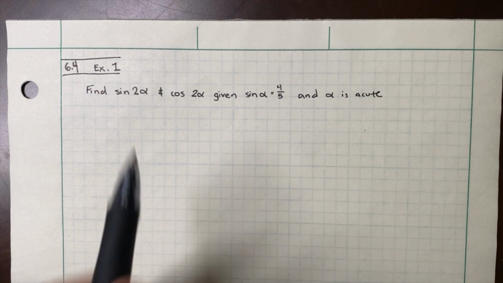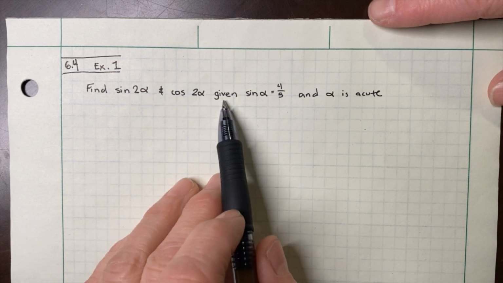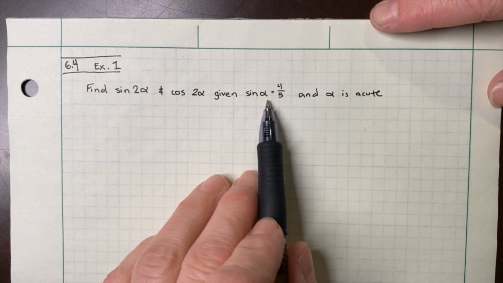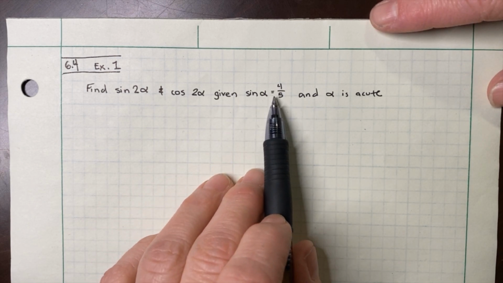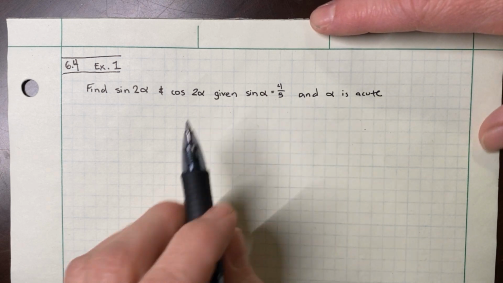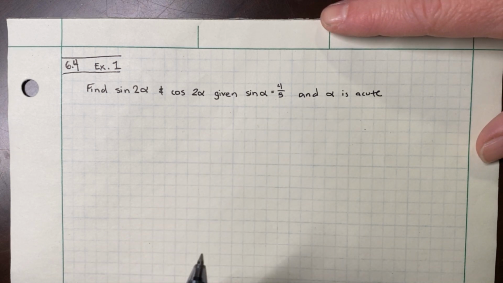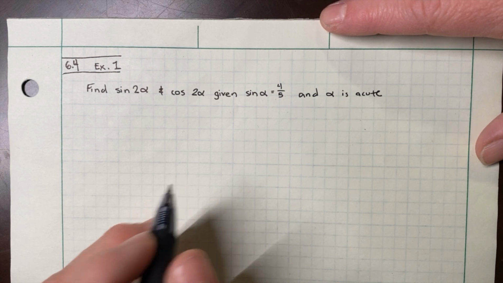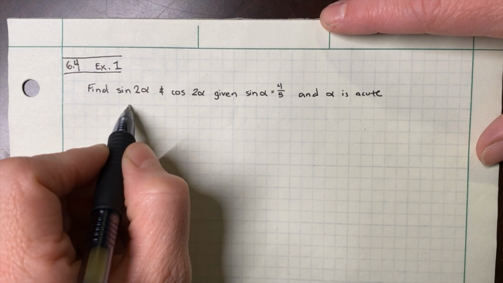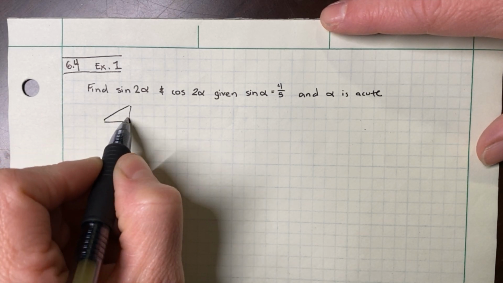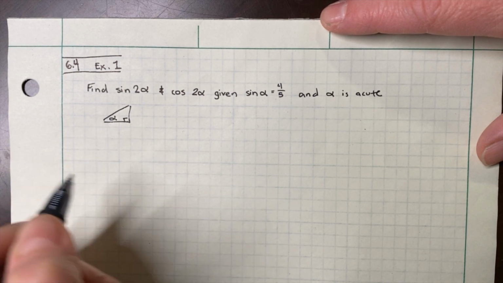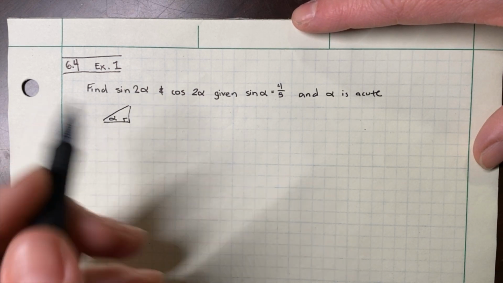You can find the sine of 2 alpha and the cosine of 2 alpha given that the sine of alpha, half that angle, is 4/5, and that alpha is acute. I recommend starting with sketching a triangle. So I'm going to begin with just a random right triangle, throw alpha in a corner, not super duper important.